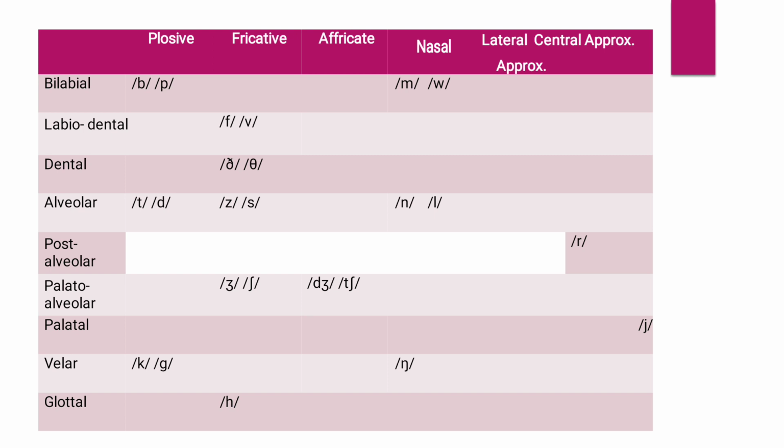Next one is the glottal. No mouth organ participates in the articulation. Means when we pronounce the h and a sounds, at that time we can observe that no mouth organ participates in the articulation.